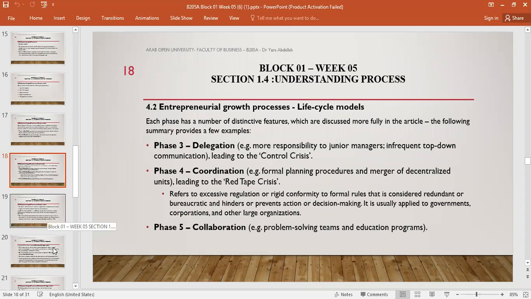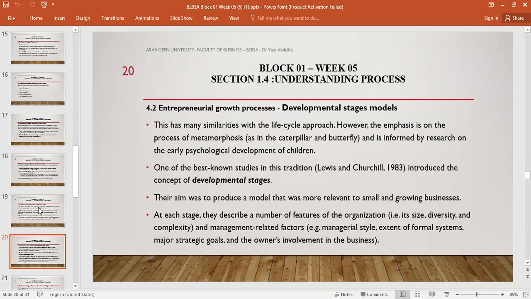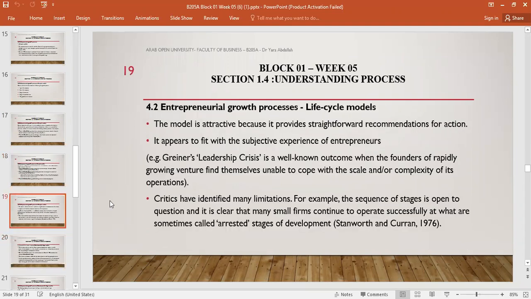Yes, this is realistically what happened. But the straightforward thinking, like Garnier had discussed, sometimes cannot take place. This is why the sequence of stages is open to question.